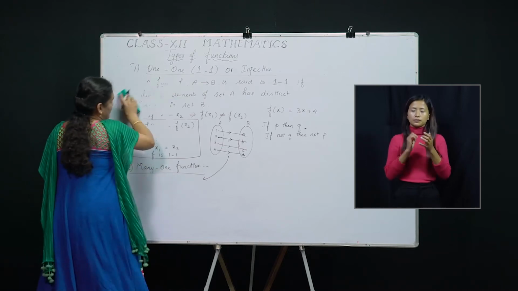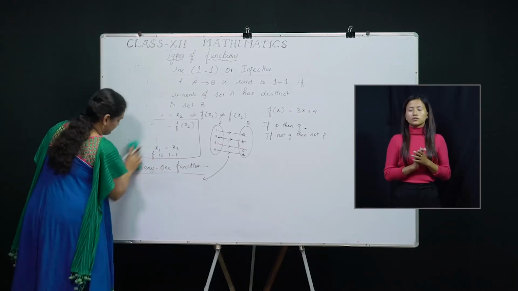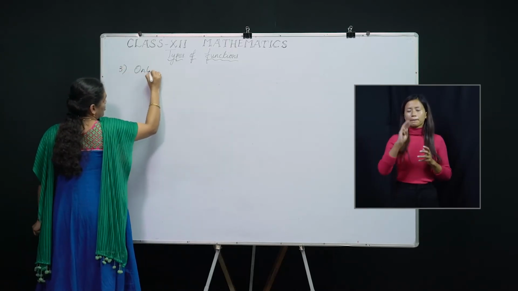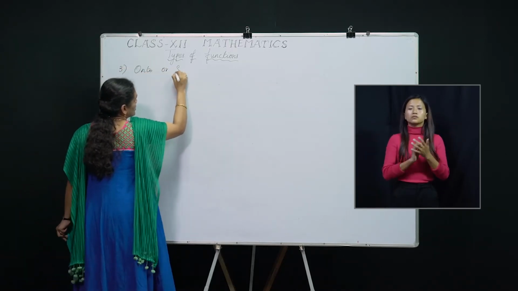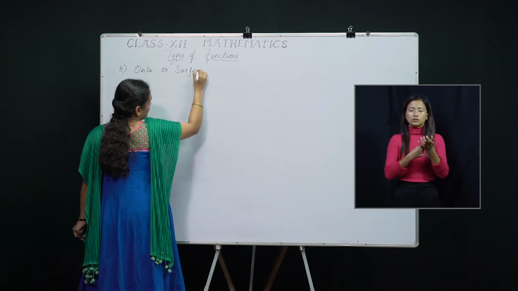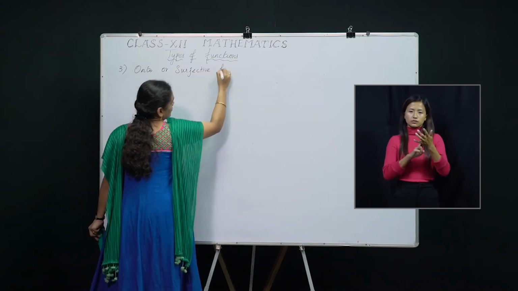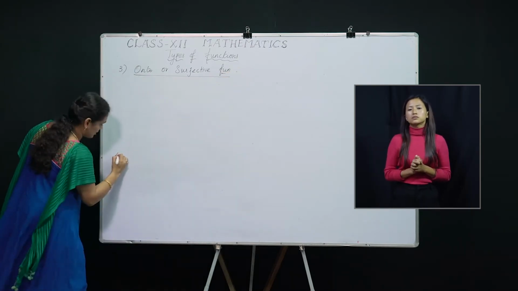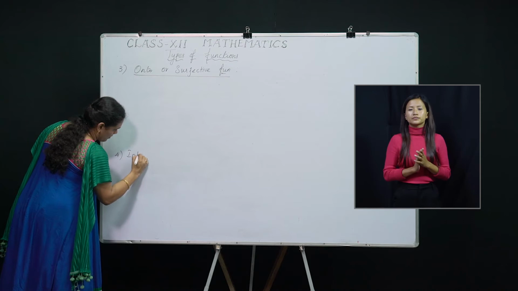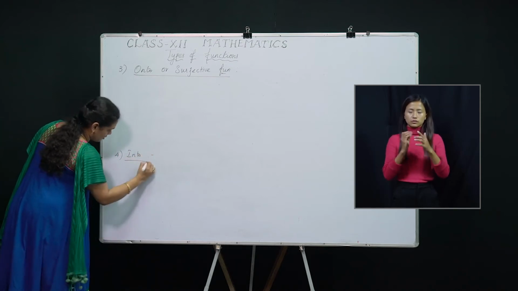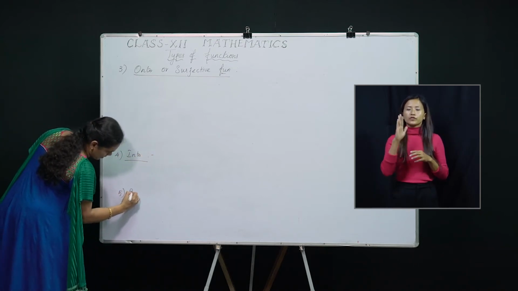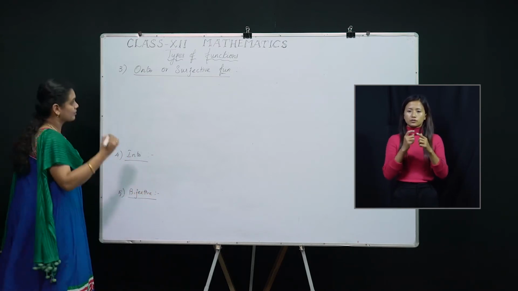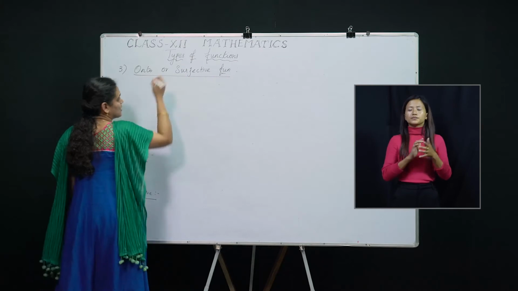Okay, the next type is onto function. The third one is onto or surjective. The other name for onto function is surjective. The fourth one is into function, and the fifth one is bijective. Okay, so onto or surjective.